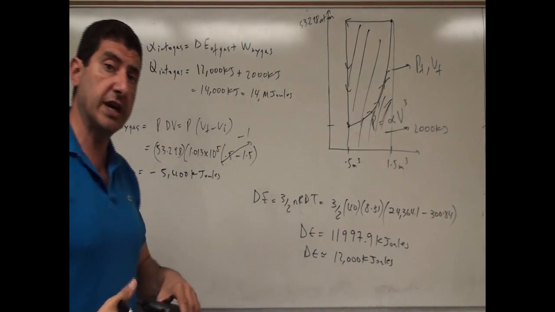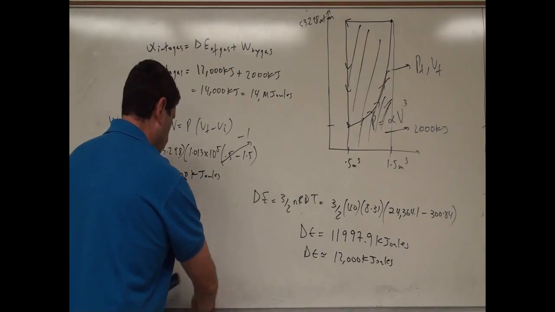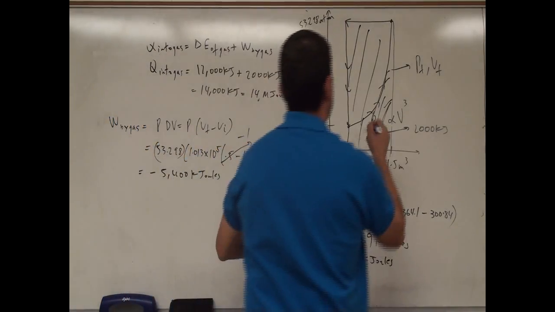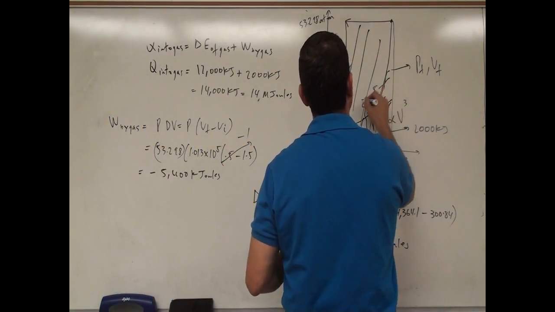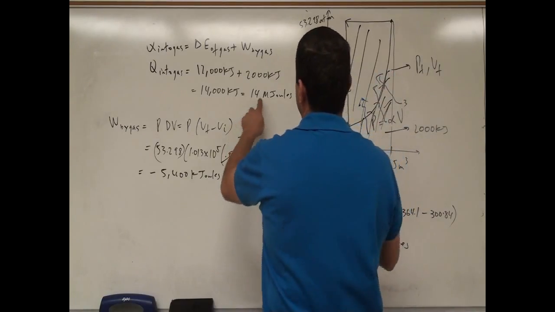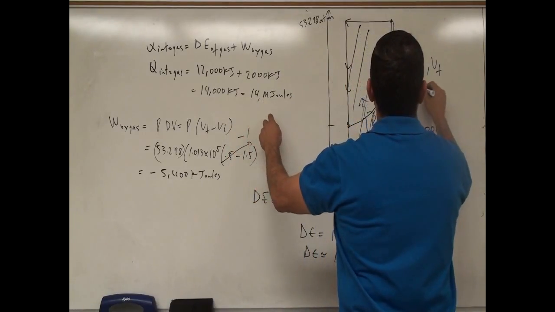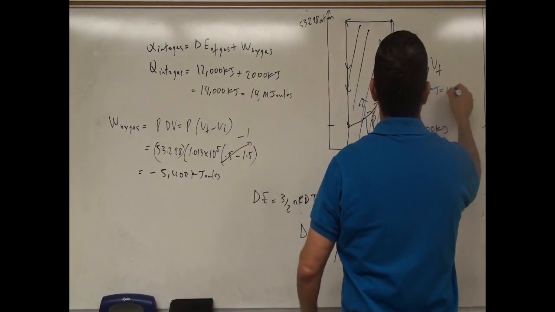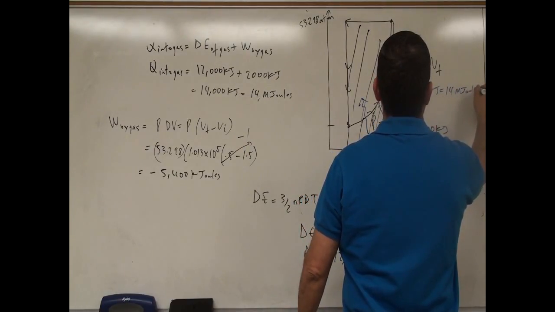How about the heat into the gas or out of the gas, right? Here we saw that in the initial stage, the heat was coming into the gas. Okay, how much heat was coming in? 14,000 kilojoules, which also equals 14 megajoules, right?